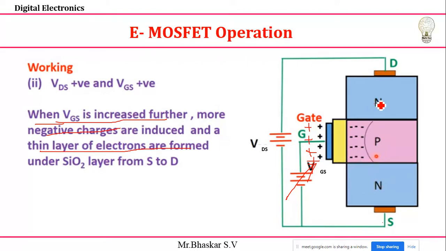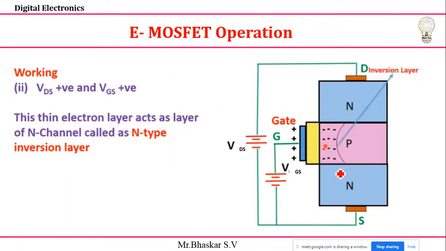Once it is formed, what will happen? It will allow current to flow here. So the thin layer of electrons acts as an n channel, called the n type inversion layer. This layer is helpful to move the electrons from source to drain. So how is it helping?